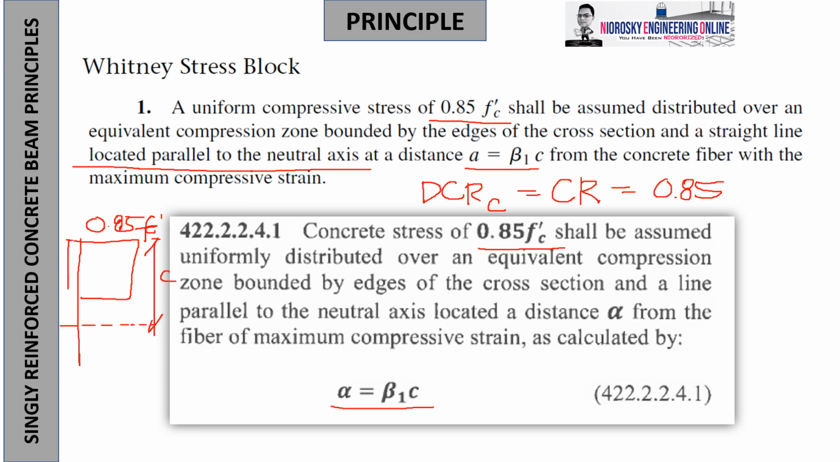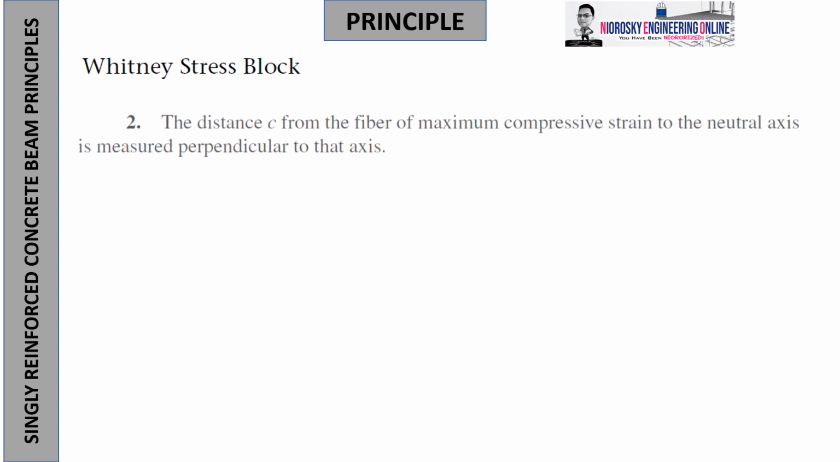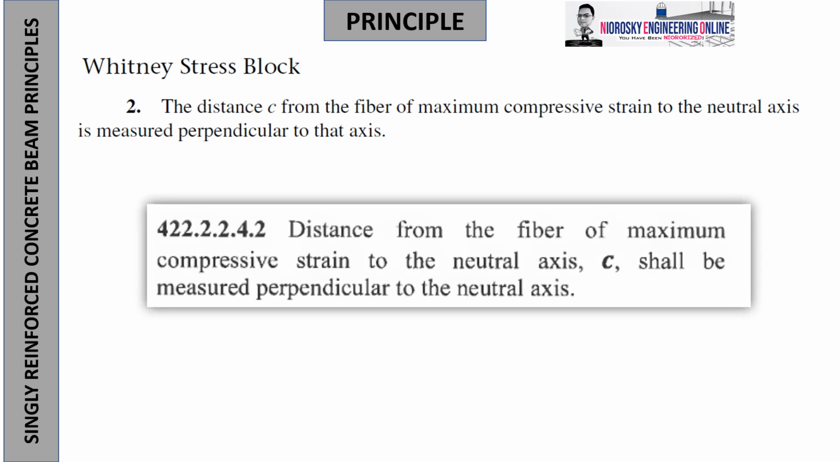And let's call this small a, as code suggests. So if a, kanina nakita nyo, mas maliit yung a. So therefore a is less than, okay, c. So therefore, to make them equal, we introduce a constant, say, beta 1. Yan yung konsepto ni Whitney. The distance c from the fiber. So this is only definition. Also found on 422.2.4.2. Okay, self-explanatory po yan. I'll try to describe this based on the definition of NSCP later.